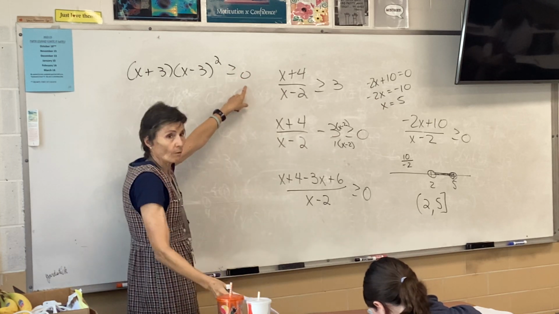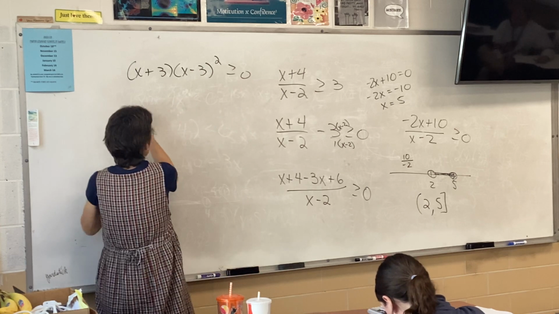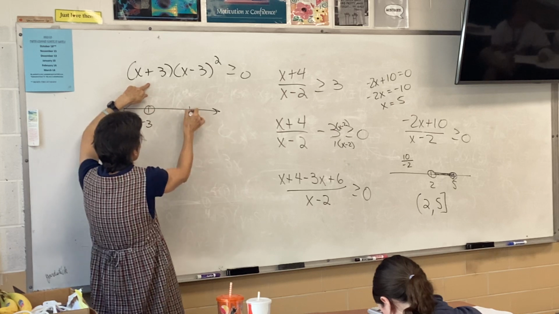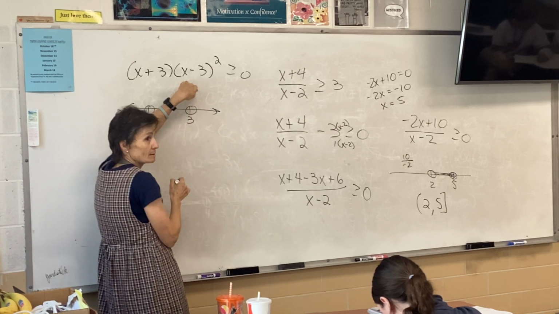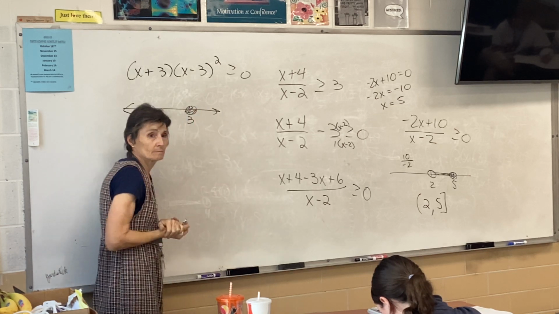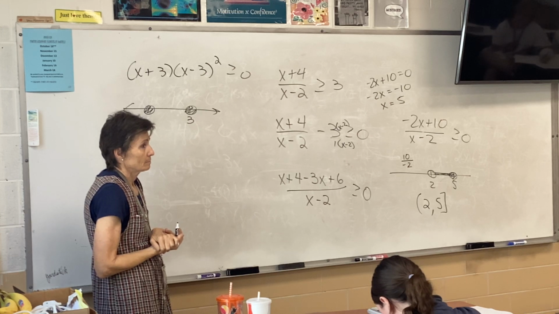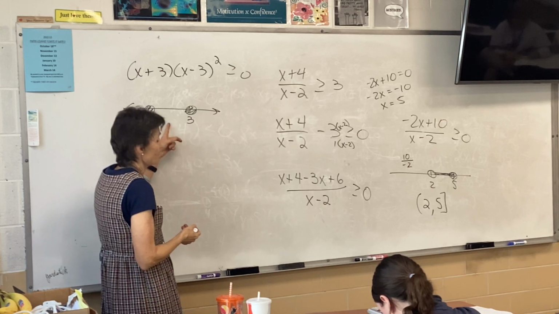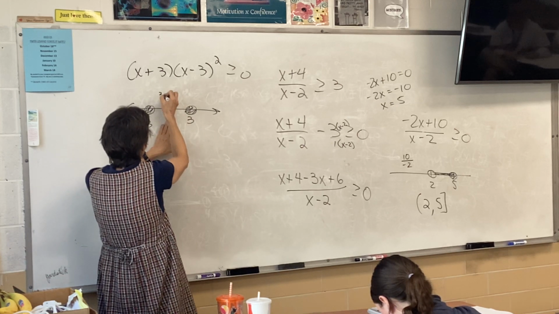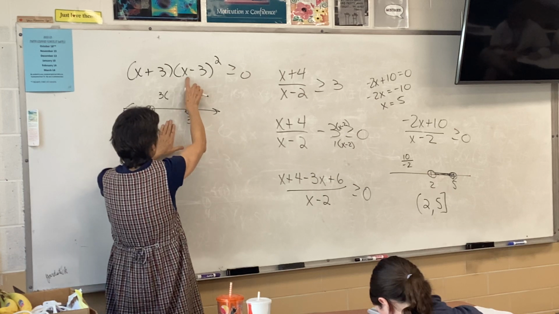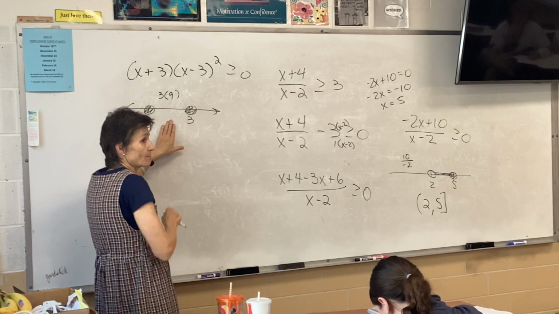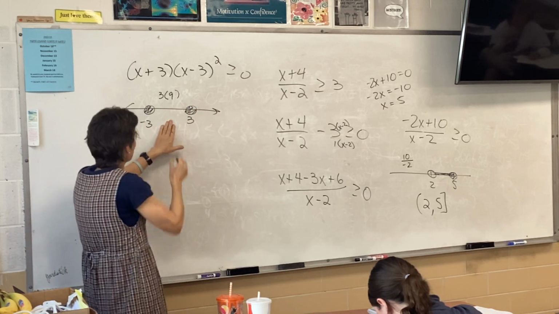It's already factored and it already has a 0, so I'm going straight to the number line. Where are the dots? Negative 3 and positive 3? And they are colored in? So I can pick 0 again. 0's right in here. So 0 would give me 3. 0 minus 3 is negative 3 squared is 9. So I get 27. Is that bigger than 0? Yes. Yep, so I go ahead and shade that.